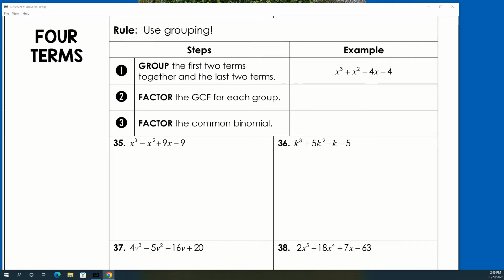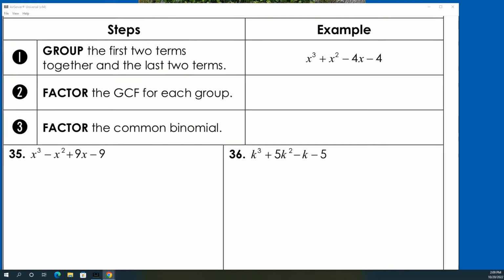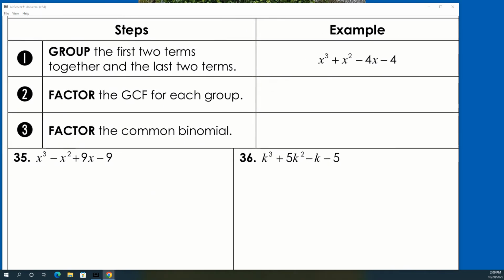And this is not something that you guys have learned before this year or in previous years, but it's not too bad actually. So anytime you have 4 terms, you're going to factor by grouping. And so I'm going to go over the steps while we do this example together. So the first step is just to group the first 2 terms together and the last 2 terms by just drawing like this little dashed line that separates your terms into 2 groups.